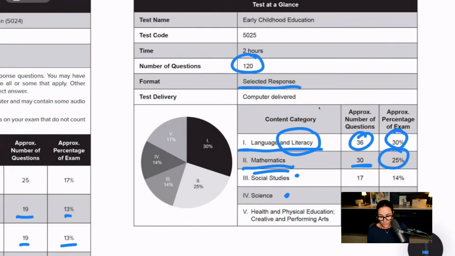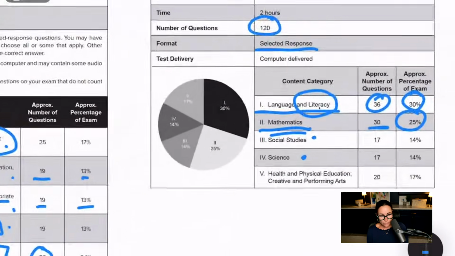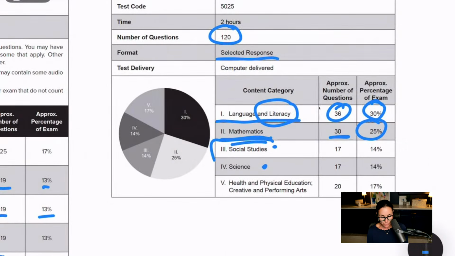Now, very quickly, we talked about childhood development and learning right here. It has its own content category on the 5024. On the 5025, it's embedded in the social studies. Because like I said before, psychology and human development is a social science subject. So you will have questions on the Constitution and the 3 branches of government alongside childhood development. So it's kind of interesting the way they break it up.